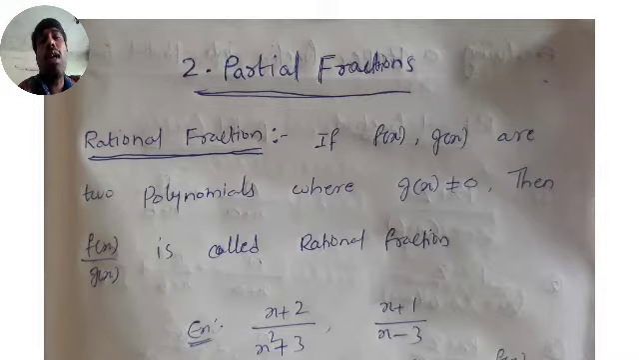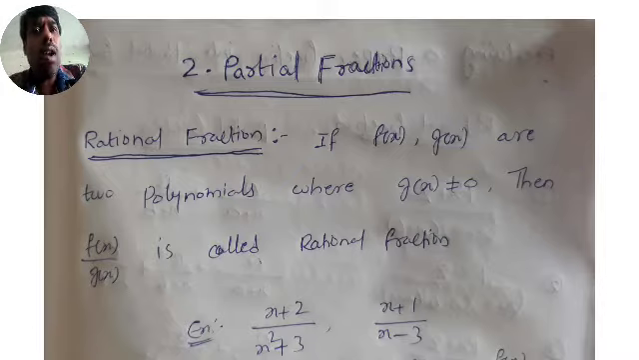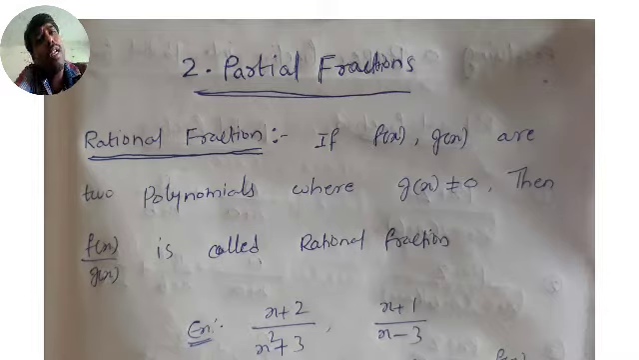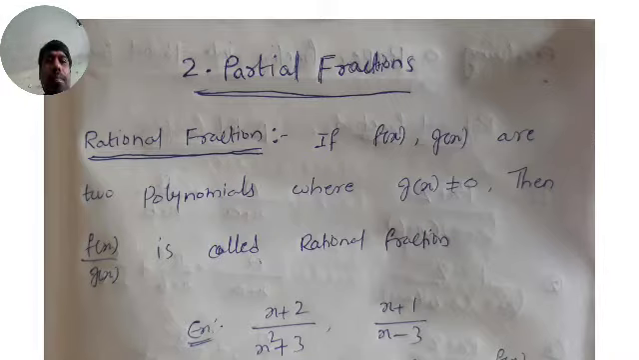Powers of x. f of x by g of x, where the denominator g of x should not be 0, is called a rational fraction. Like a rational number, but instead of numbers, polynomials. f of x is a polynomial, g of x is a polynomial. f of x by g of x where g of x is not equal to 0 is called a rational fraction. Example: x plus 2 by x square plus 3, x plus 1 by x minus 1.